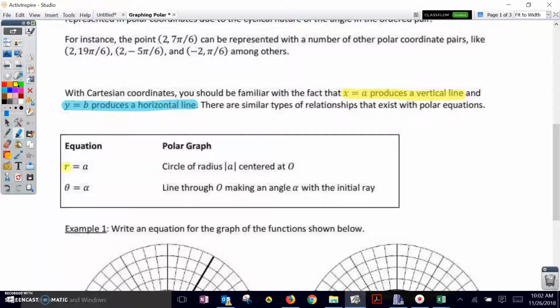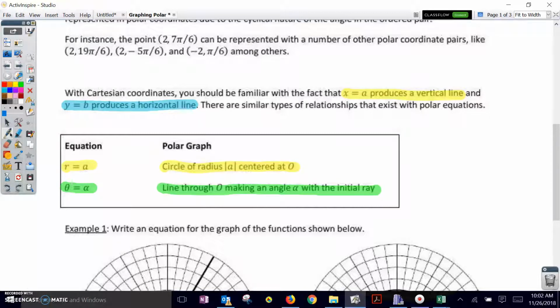If we see r equals a, what we have is a circle with a radius of absolute value of a. So if we have r equals -4, it's going to be a circle with radius 4, centered at the pole. Similarly, if we have an equation of the form theta equals some angle alpha, that's going to be a line through the origin that makes an angle of alpha with the initial ray.